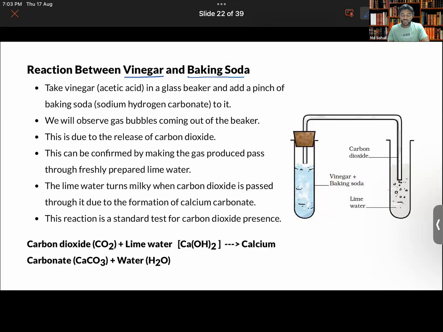So here you have taken some vinegar in a glass beaker and added just a pinch of baking soda into it. So baking soda, if you were to write its chemical formula, it's NaHCO3. If you guys like, you can remember it, or it's up to your choice. You can leave it as well. Now we will observe that gas bubbles will start coming out of the beaker. So what we will do now, we will close the mouth with the help of a cork.